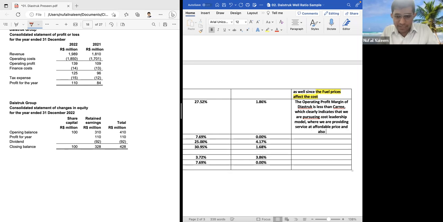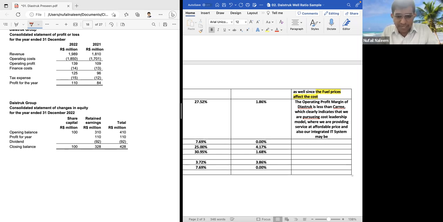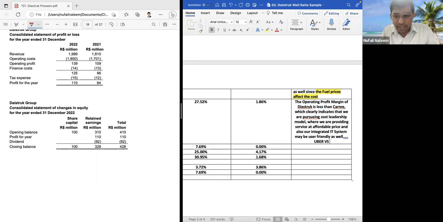And also our integrated IT system may be user friendly as well. Now I will give you a practical example: Uber versus Ola.